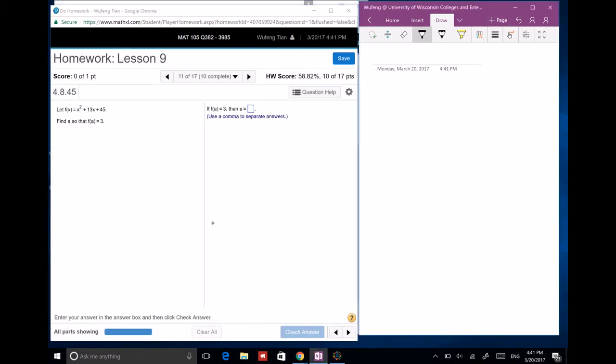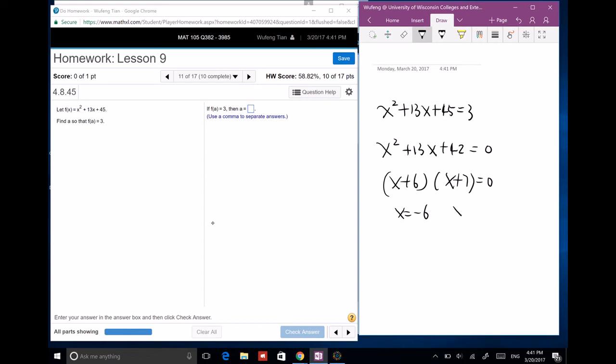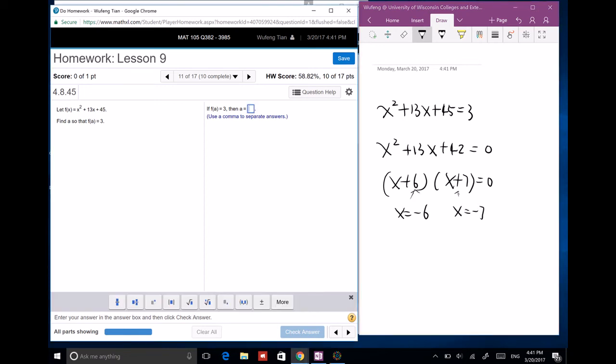Find x so that f(x) equals 3. So basically x squared plus 13x plus 45 equals 3. We solve for x. x squared plus 13x plus 42 equals 0. So x plus 6 times x plus 7, 6 times 7 gives you 42 and 6 plus 7 gives you 13. Make this one 0, make this one 0. So x equals -6 and x equals -7.